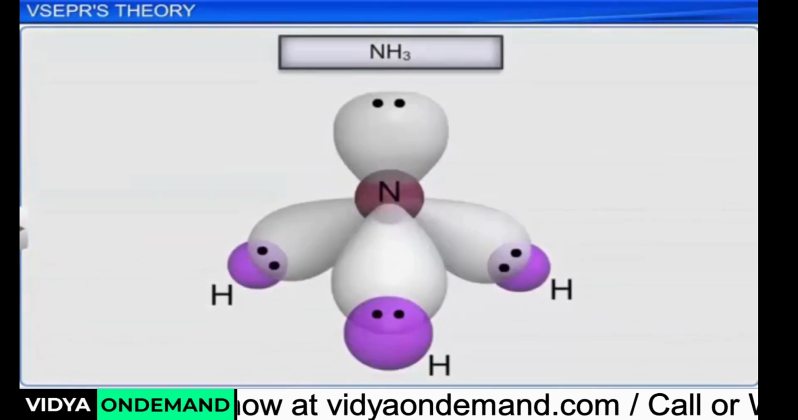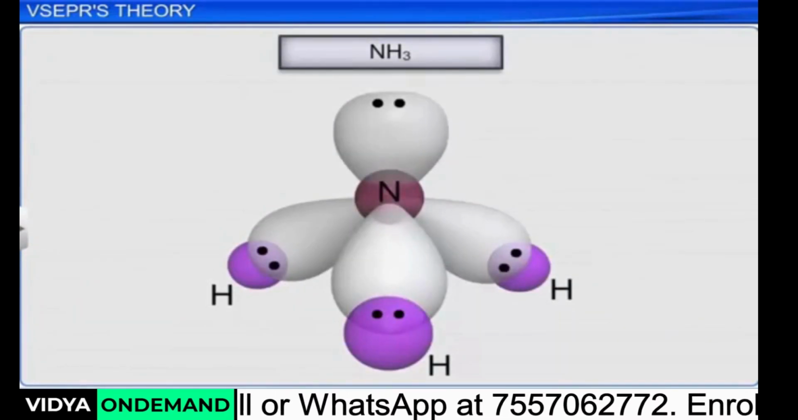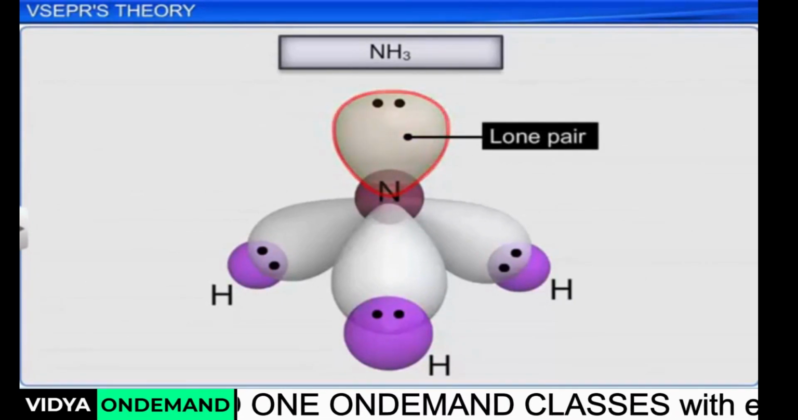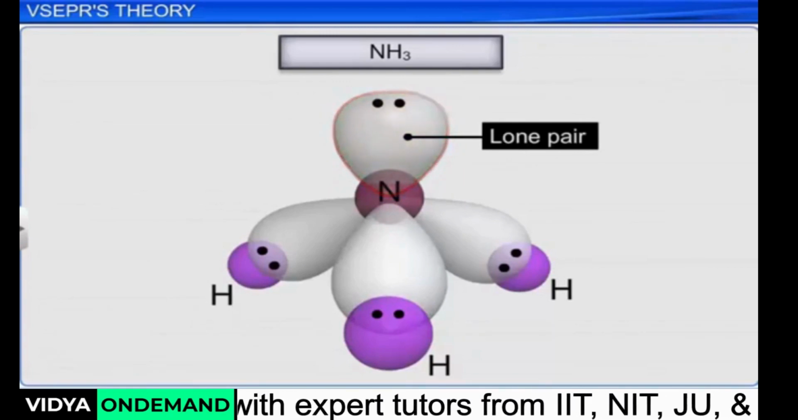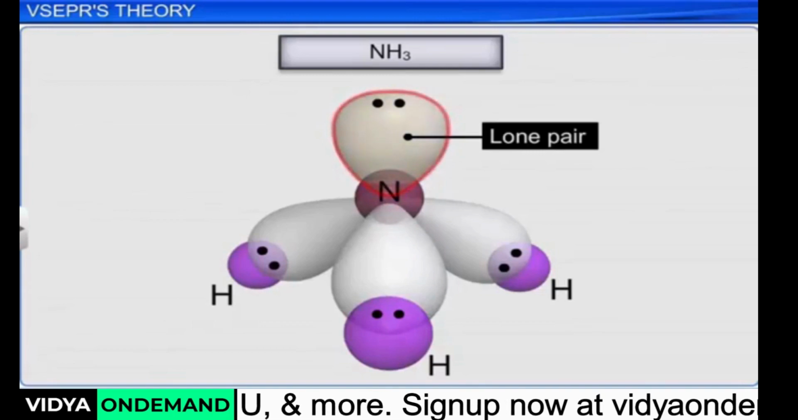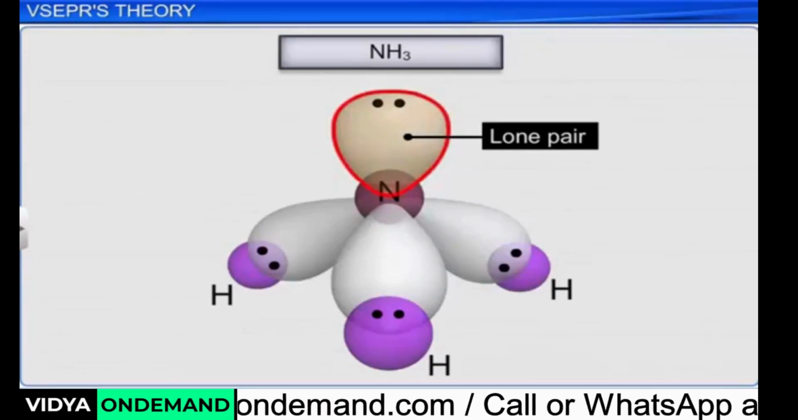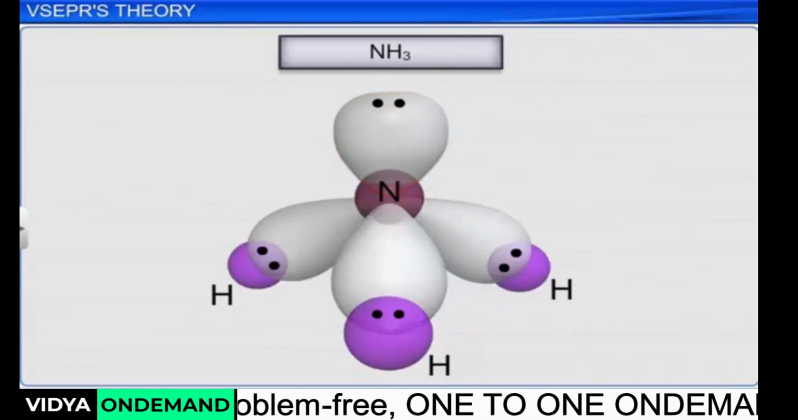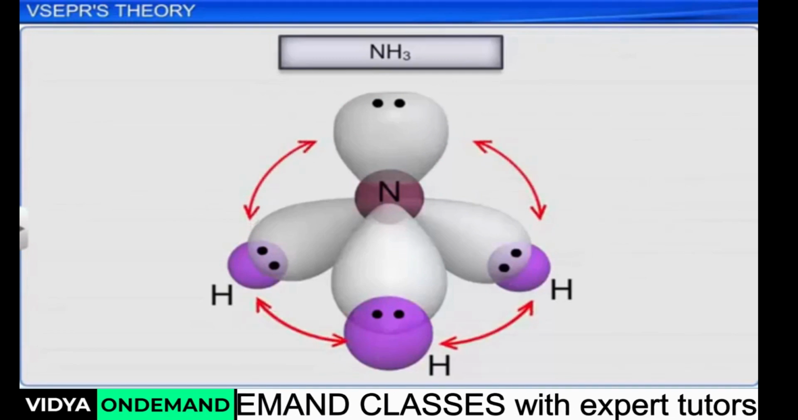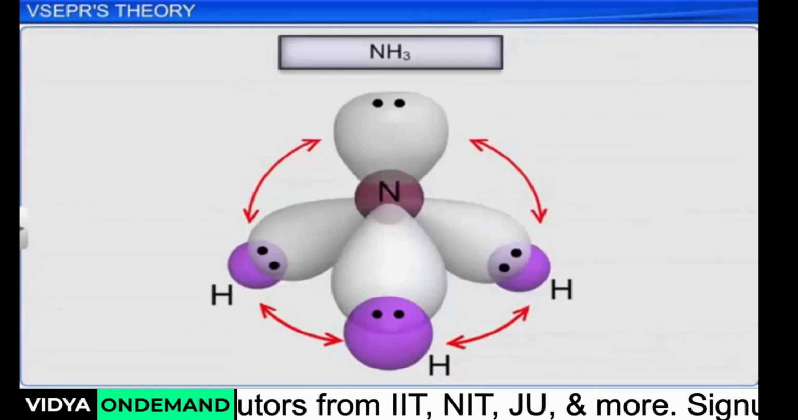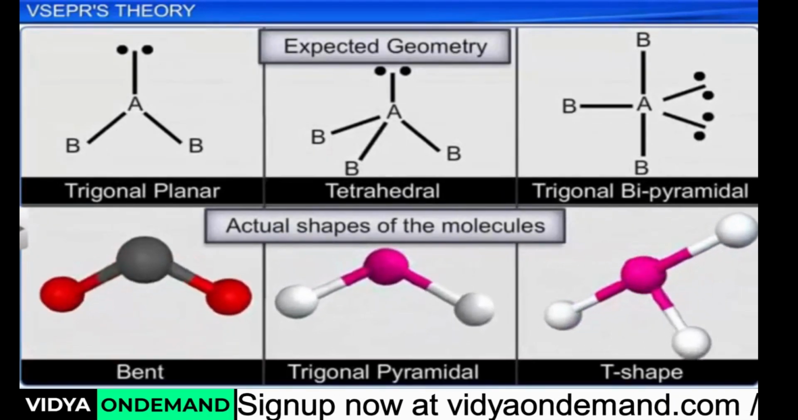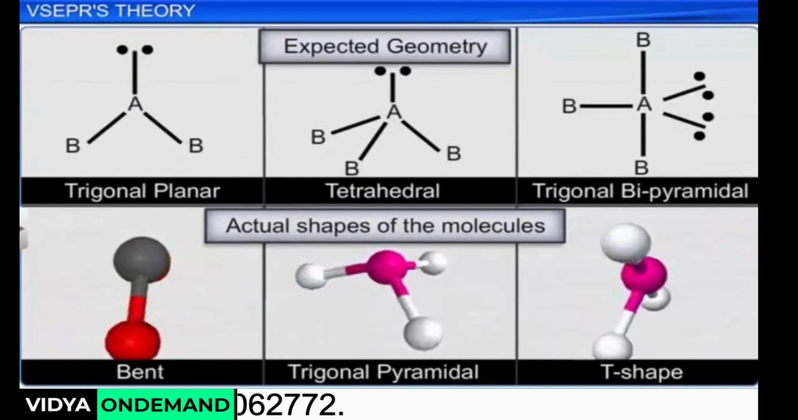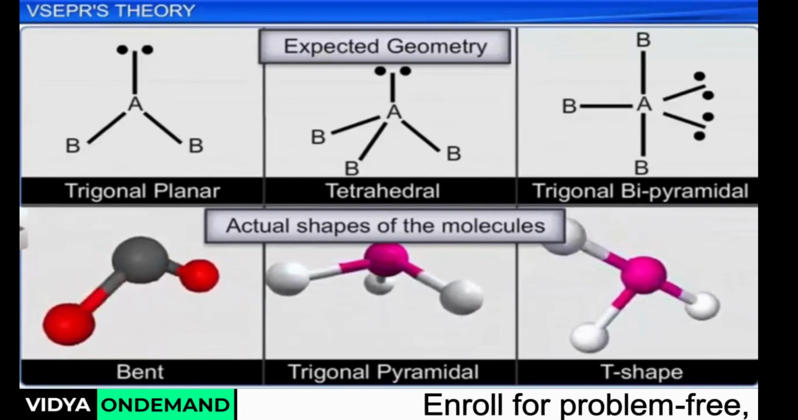However, the geometry of the molecules gets distorted due to the presence of lone pair of electrons. Unlike bonded pairs that are shared between two atoms, the lone pairs of electrons are localized on the central atom. Due to this, they occupy more space, which results in greater repulsion. Thus, the geometry of the molecules with lone pair of electrons differs from the expected or regular geometry of the molecules having only bond pairs.